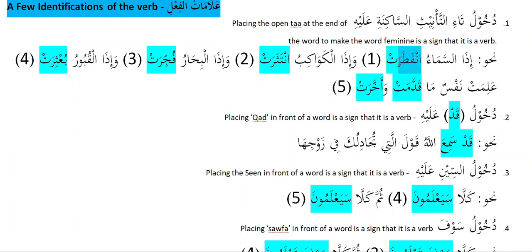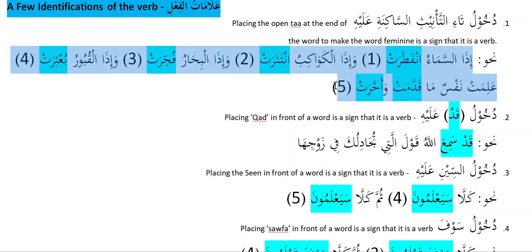Infatara means to split. Infatarat, the fact that it has a ta there, that only goes at the ending of a verb. So we know infatarat is a verb. Intatharat is a verb. Fujirat, it's a verb. Bu'thirat is a verb. Qaddamat, it's a verb. Akharat is a verb. Qalat, darasat, jalasat, namat, takallamat. When you have that open ta at the ending, it makes the verb feminine. So when you see that, we know that's a verb. So that's one sign you can tell a word is a verb.